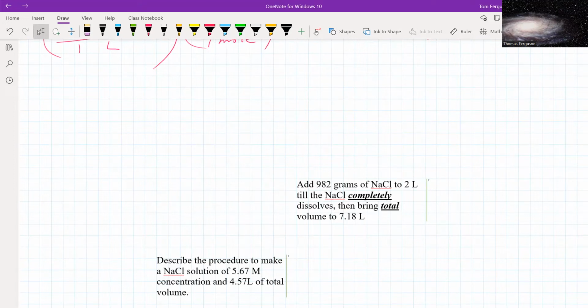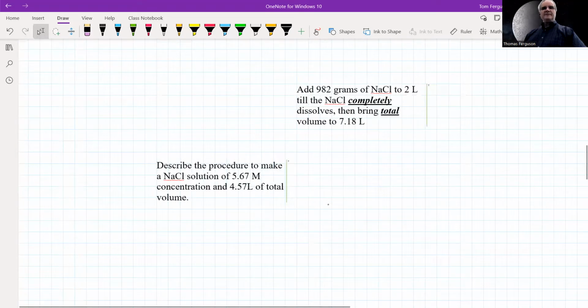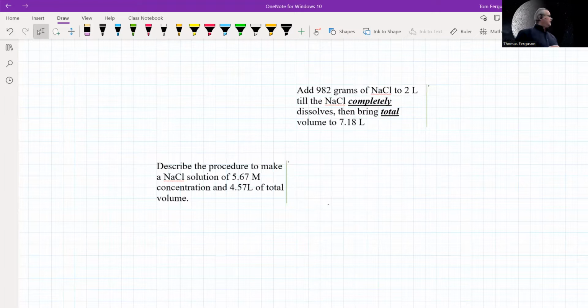So we have to dissolve the 982 grams of sodium chloride in something less than the 7.18 liters. It can be 7 liters, it can be 6 liters, it can be 1 liter, it doesn't matter. When it's completely dissolved, bring up to final volume. Okay, so that's one kind of problem. We're asked to make up a solution.